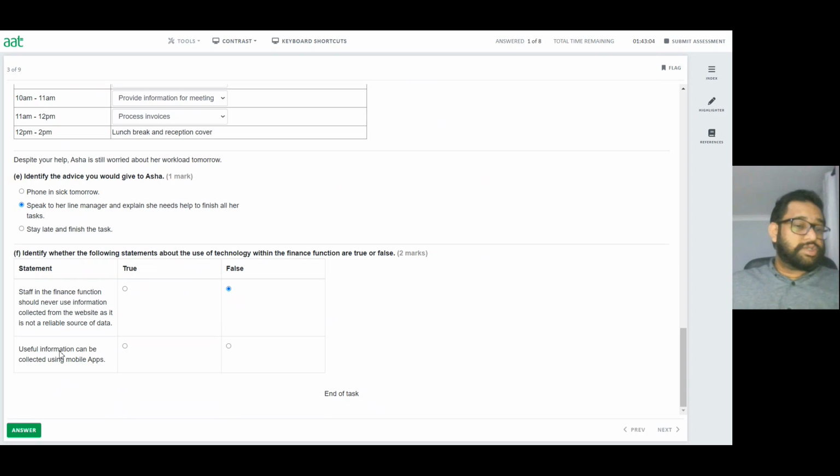The next one is user information can be collected using mobile apps. Yes, that's really good, because some of the apps track your details and keep information there, and obviously that can be used for useful purposes. So that task 2 is now done. Let's get to task 3.